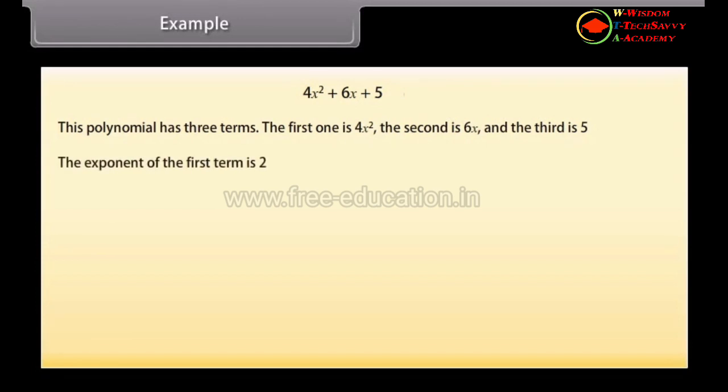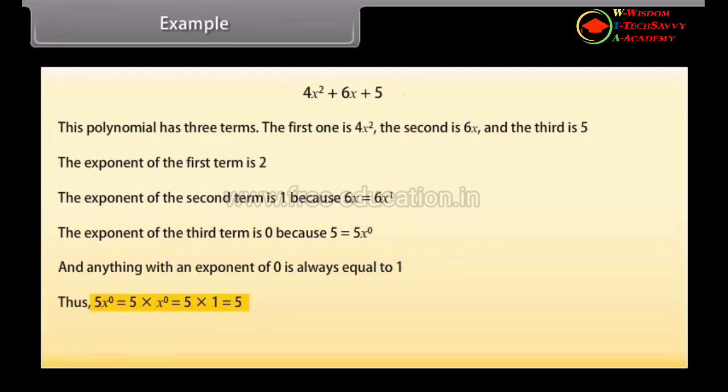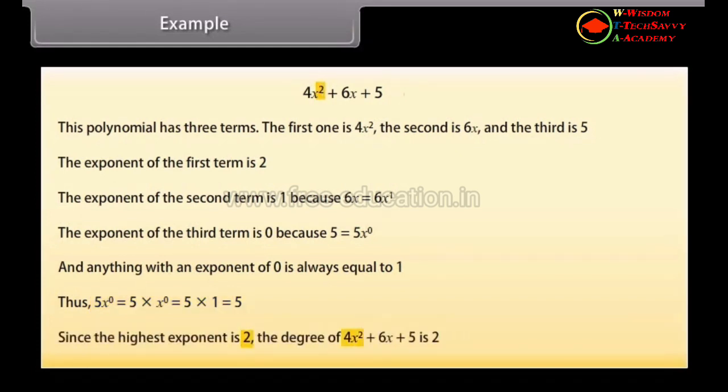The exponent of the first term is 2. The exponent of the second term is 1 because 6x is equal to 6x raised to the power 1. The exponent of the third term is 0 because 5 is equal to 5x raised to the power 0. And anything with an exponent of 0 is always equal to 1. Thus, 5x raised to the power 0 is equal to 5 into x raised to the power 0, which is equal to 5 into 1, which is equal to 5. Since the highest exponent is 2, the degree of 4x squared plus 6x plus 5 is 2.